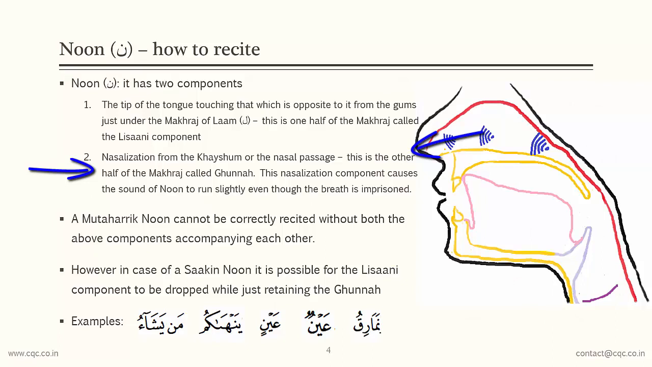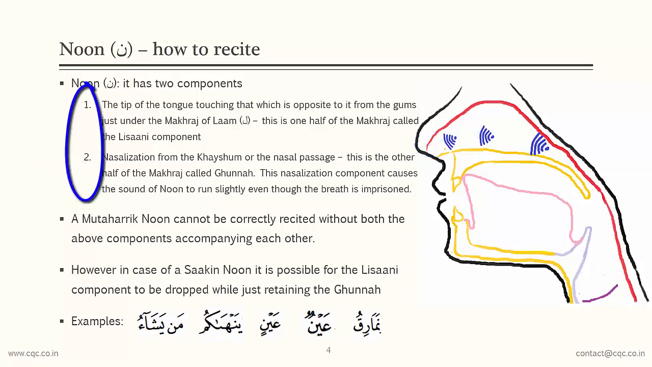The easiest way to understand the relevance of the khayshum or this nasal passage in reciting the ghunnah of the noon is that if you try to recite the noon while blocking the nasal passage, the sound of noon will not come out as expected. Try it yourself. Block your nose with your hand and then try to recite the noon. Ad, id, ud. So you see how important it is for both the Lisani component and the Khayshumi component to coexist for the correct recitation of the letter Noon.